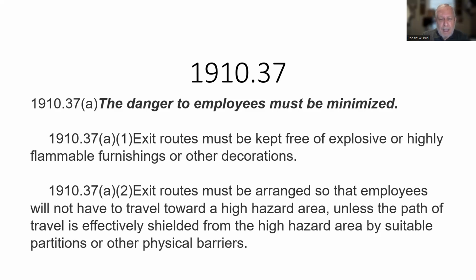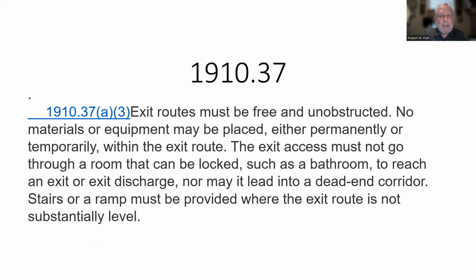Exit routes must be arranged so that employees will not have to travel toward the high hazard area unless the path of travel is effectively shielded from the high hazard area by suitable partitions or other physical barriers. Makes sense. Exit routes must be free and unobstructed. No materials or equipment may be placed either permanently or temporarily within the exit route.